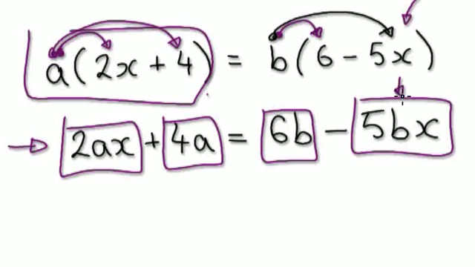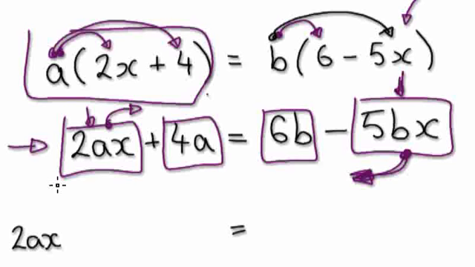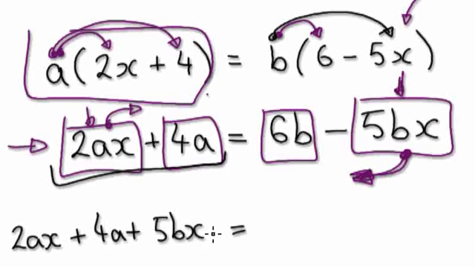You can see this block contains x, and this block contains x. We could either move this one across to the other side or move this one over. I would move this one across here. So in your mind, add 5bx to both sides. So it will be this: take this whole lot down, plus 4a, and remember you're adding 5bx to both sides.